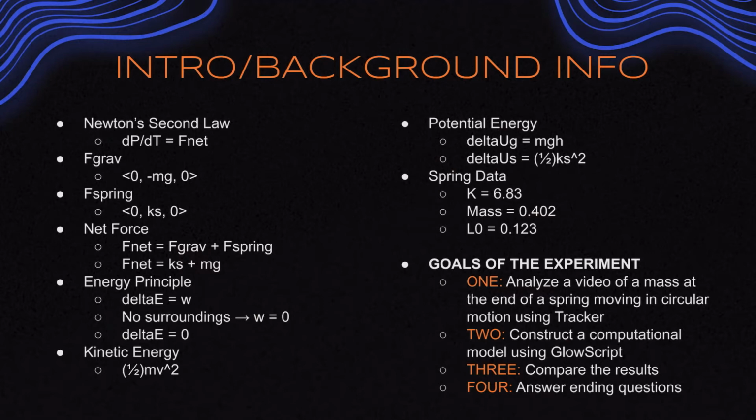And then we also have some spring data given to us since the video we used today in the lab was pre-recorded. So we have the spring constant is 6.83, the mass is 0.402, and the relaxed length of the spring is 0.123.